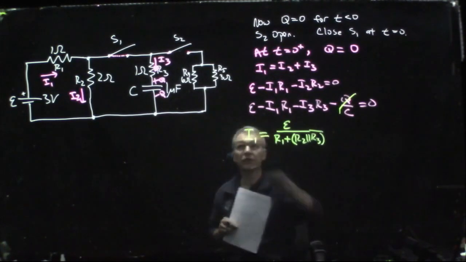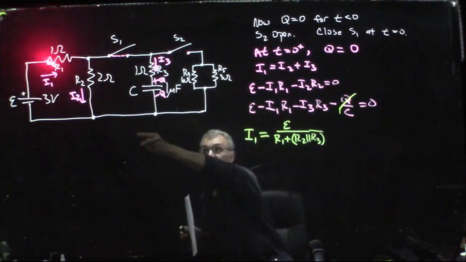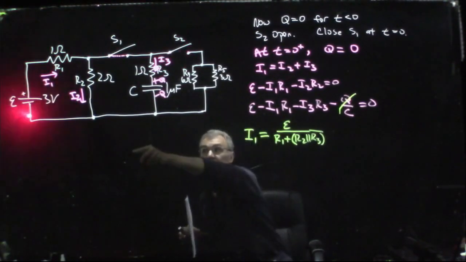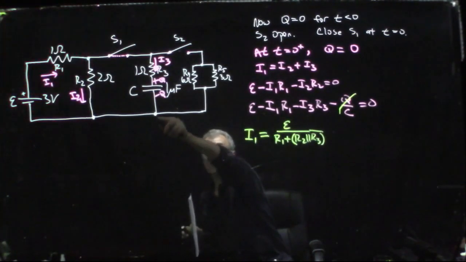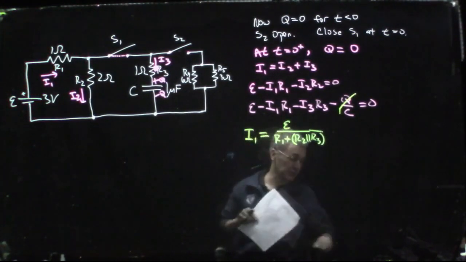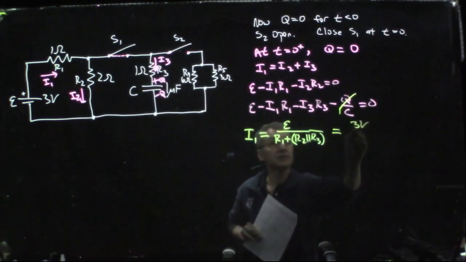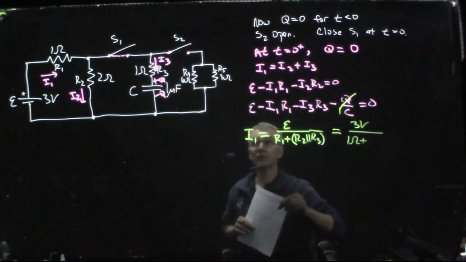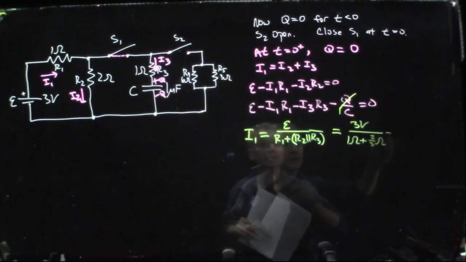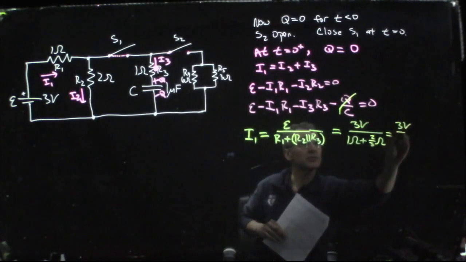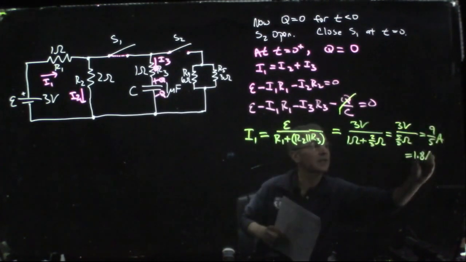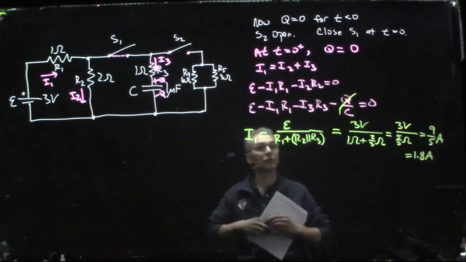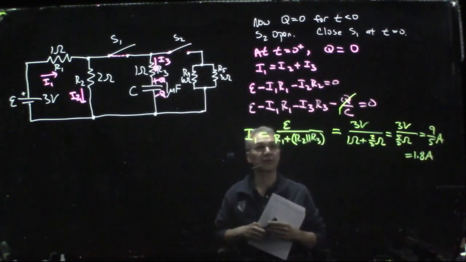Remember that switch S2 is open. To figure out the current through R1, I go up through the battery, to the right through R1, and then down through this parallel combination of R2 and R3. This is 3 volts, R1 is 1 ohm, and 2 ohms in parallel with 1 ohm is 2/3 of an ohm. So this is 3 volts divided by 5/3 of an ohm. That is 9/5 of an amp, or 1.8 amps, or 1.80 amps to 3 sig figs.